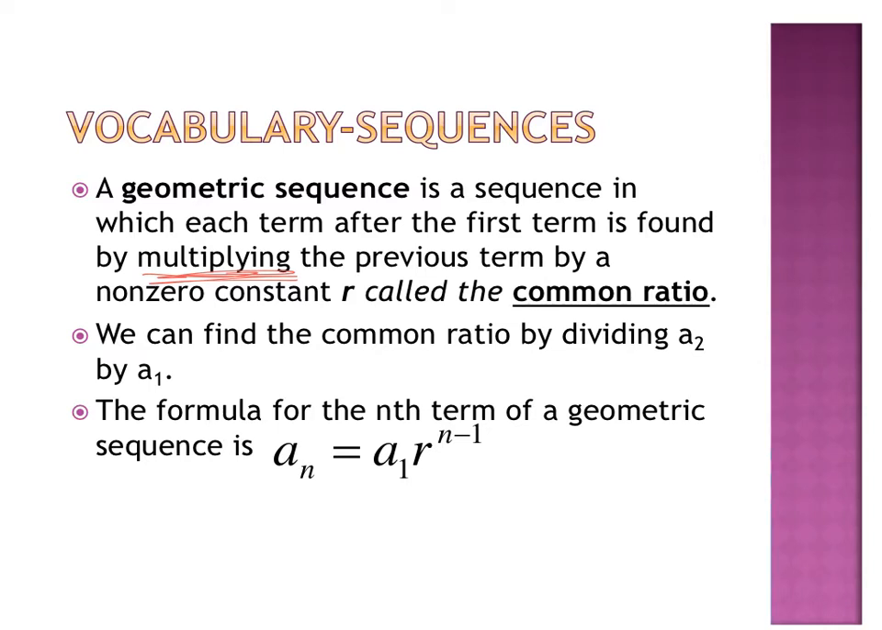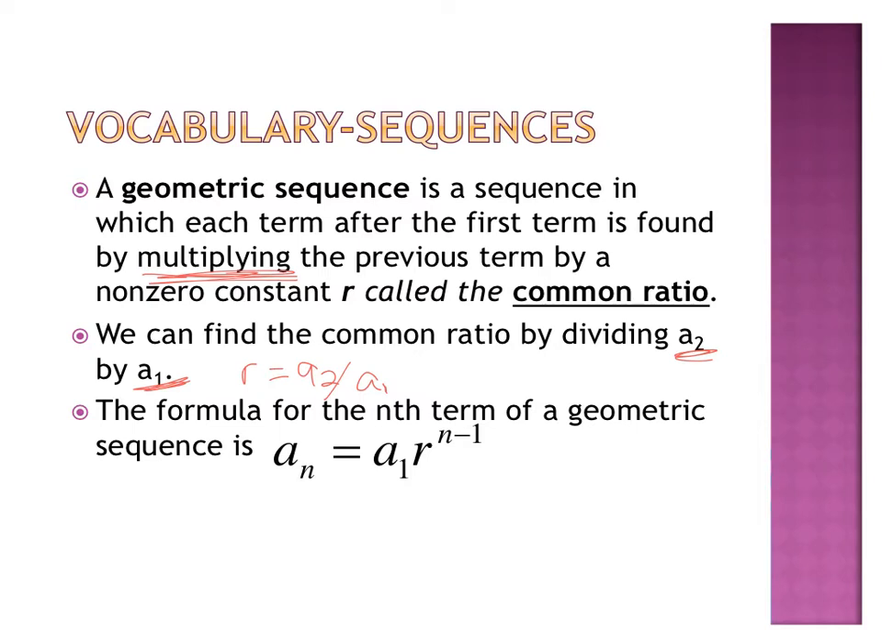With the arithmetic sequences, it was d, the common difference, because we were subtracting to find out how much we were adding every time. Well, here we're going to divide to find out what we're multiplying by every time. We can divide the second term, a2, by the first term, a1, to find r. So a2 divided by a1 is equal to your common ratio.